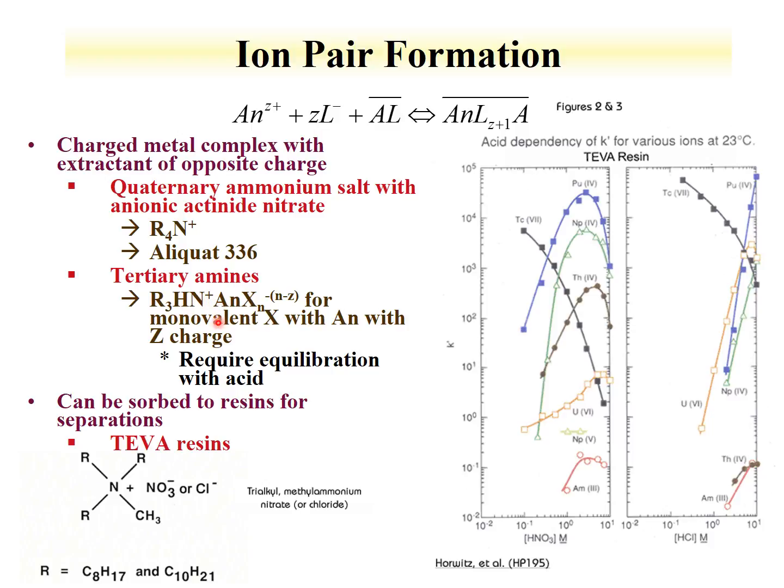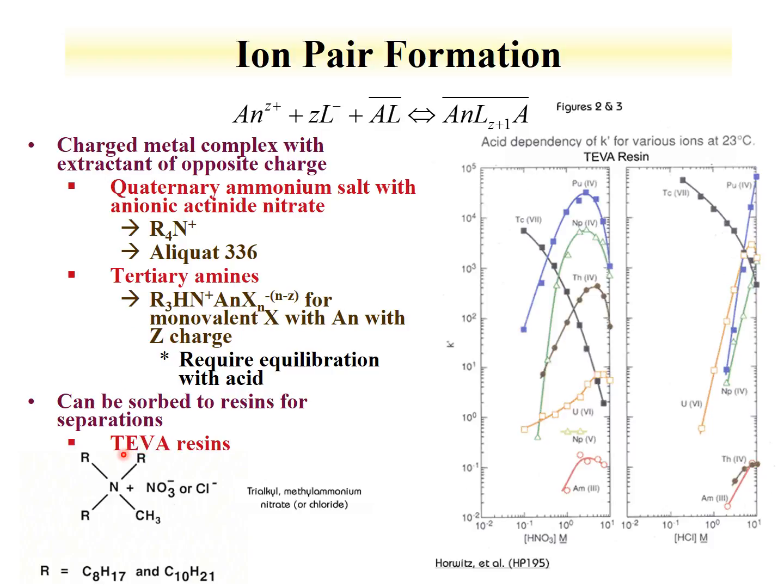In this case, if you have a monovalent anion, for instance nitrate or chloride, you can coordinate this to form a neutral species with an actinide of charge Z. This may require equilibrium with acid to protonate your extracting organic phases. These resins, these ligands can also be sorbed to resin systems.